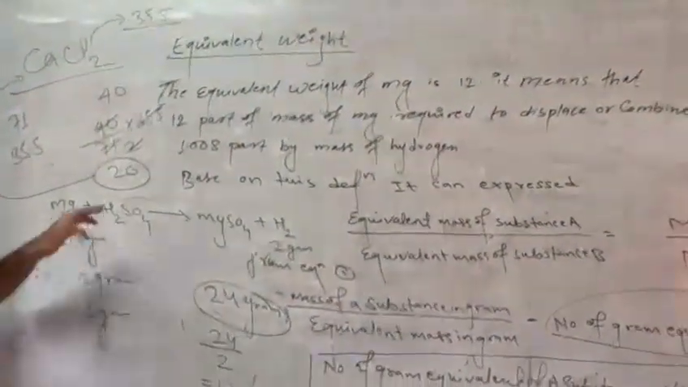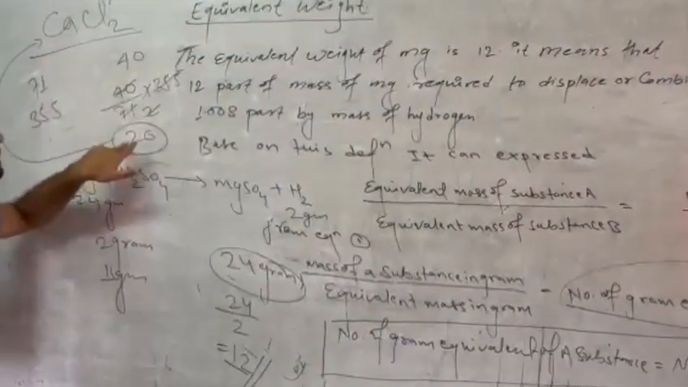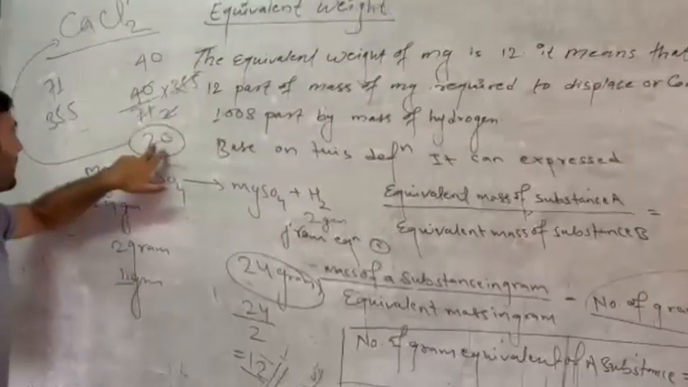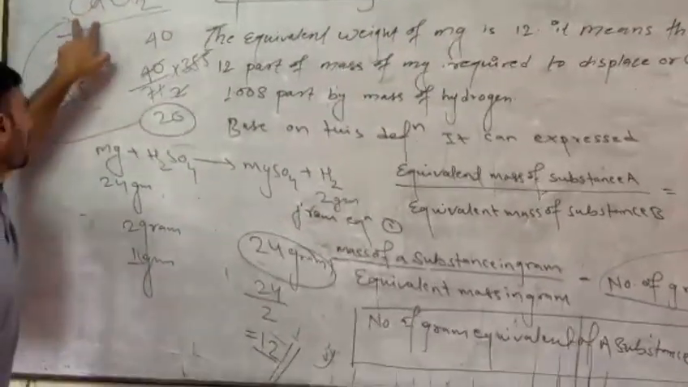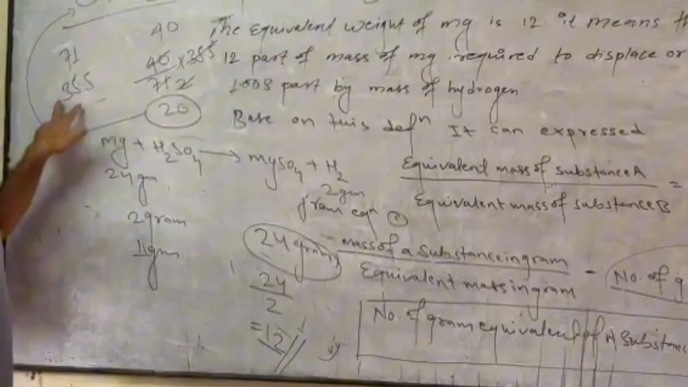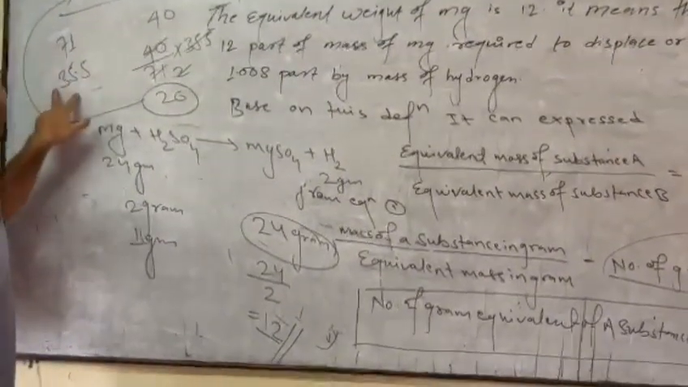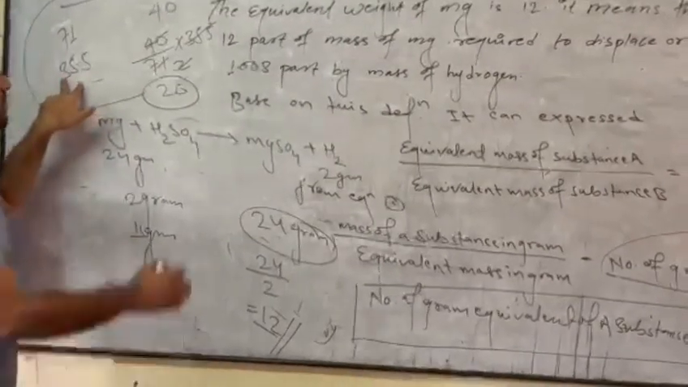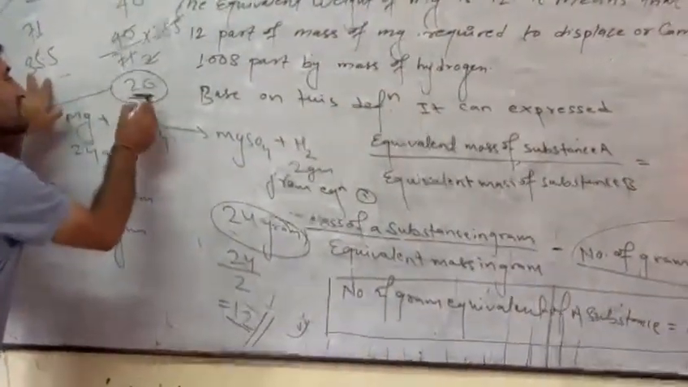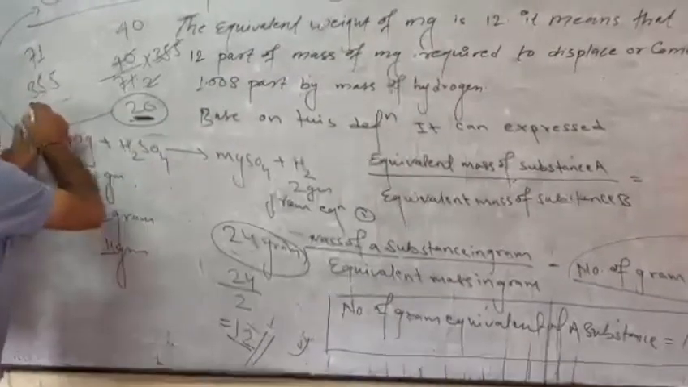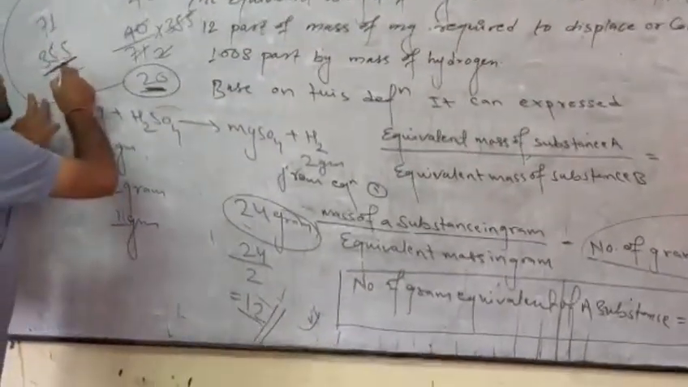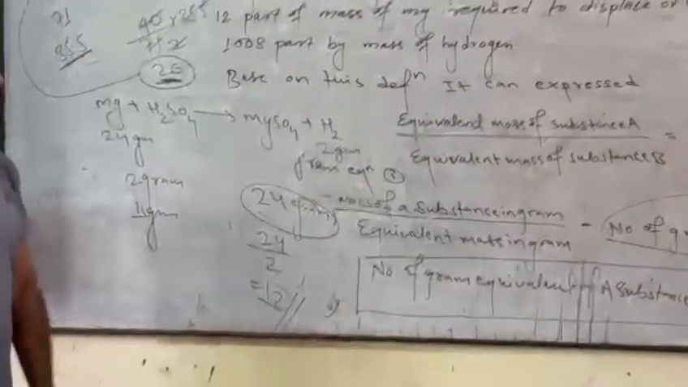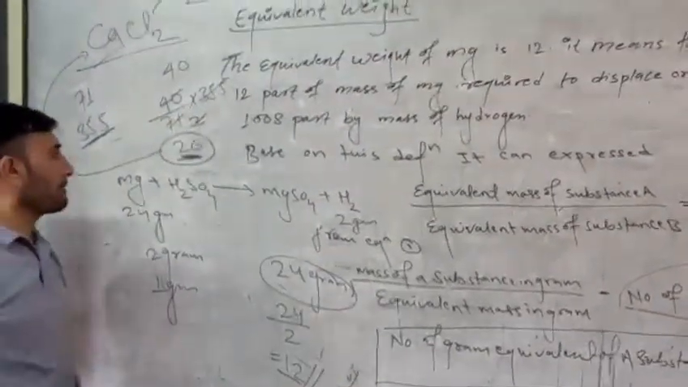It means that 20 parts of calcium combine with 35.5 parts of chlorine. That's why 20 is the equivalent weight of calcium.